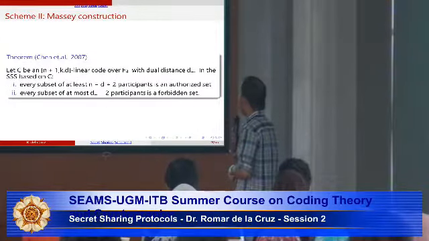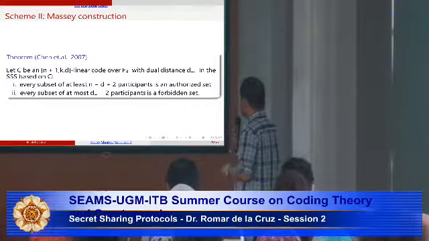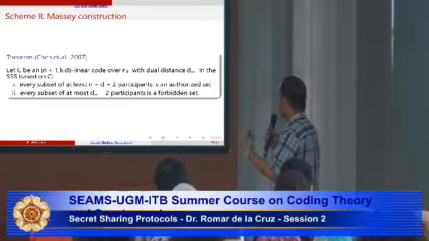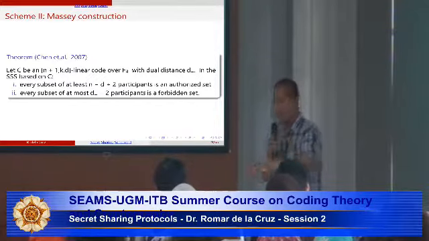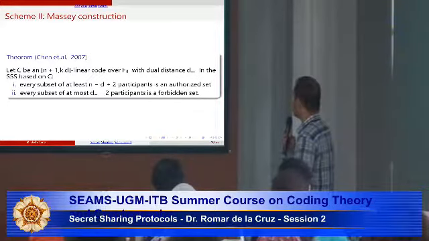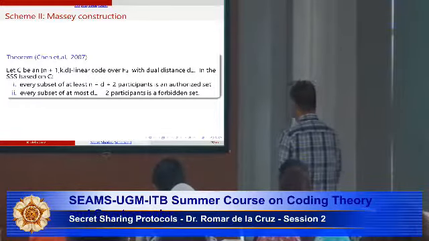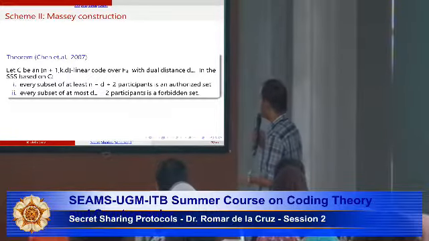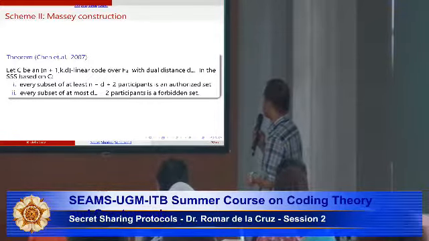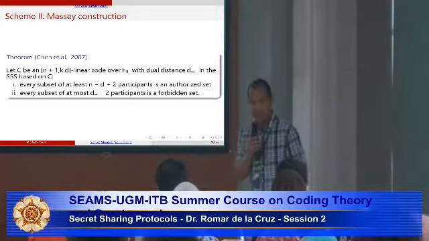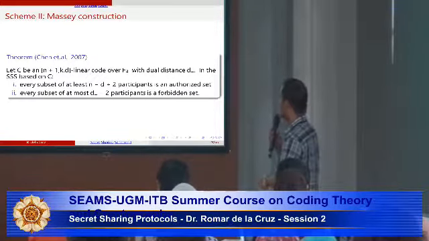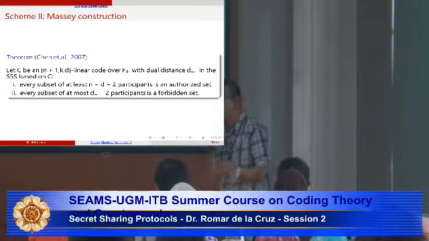Now, other properties of this scheme. So we have the following. The connection with the distance of the code. So if you consider this construction, the first statement here is every subset of at least n minus d plus 2 participants is an authorized set. And then every subset of at most, this is the dual distance, d perp minus 2 participants is a forbidden set.